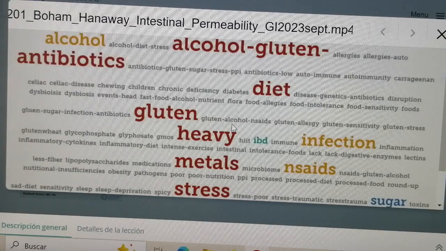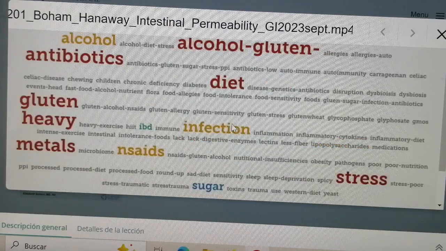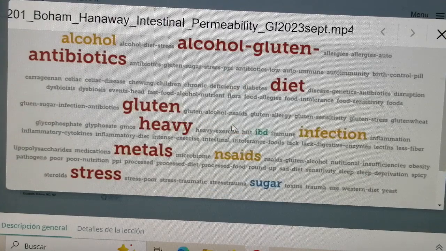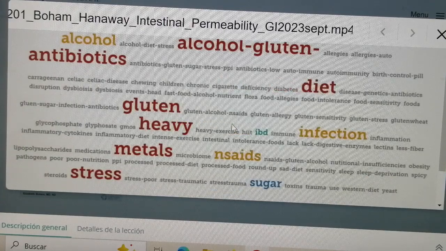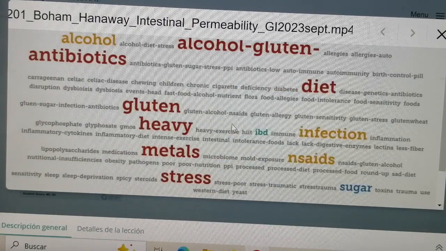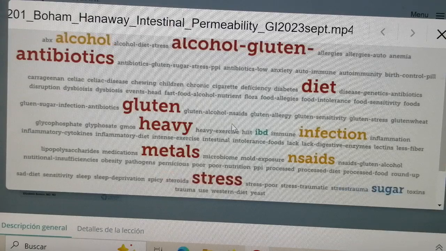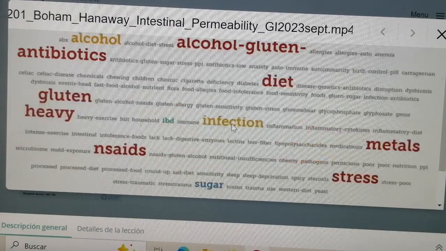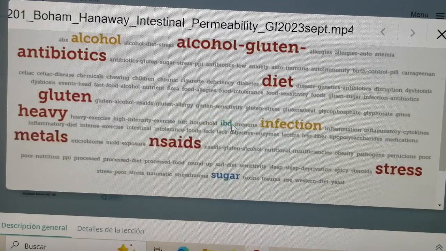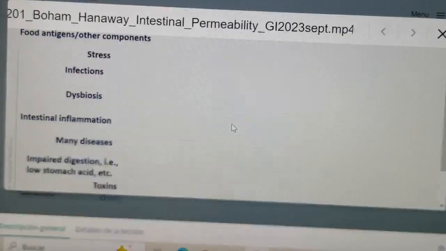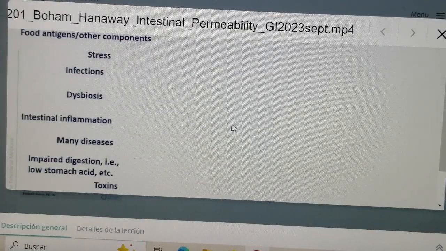Toxins, heavy metals, not having enough fiber, processed food, a sad diet, Roundup, which is glyphosate, fast food, bad food, crappy food. Sorry, I'm adding my own words in there. Okay, dysbiosis, malnutrition, restricted eating. I'm just going to add some more there. Medications, NSAIDs, aspirin, ibuprofen. Okay, so here are some of the triggers of increased intestinal permeability.